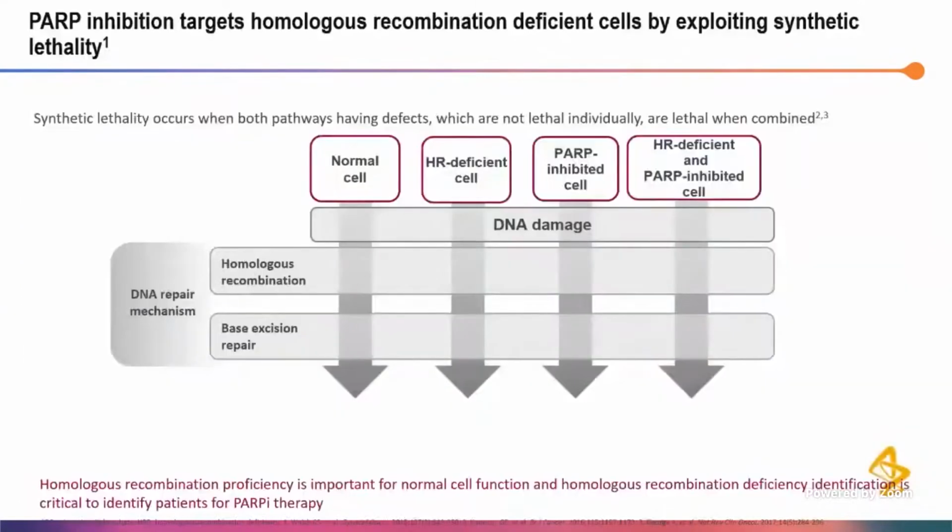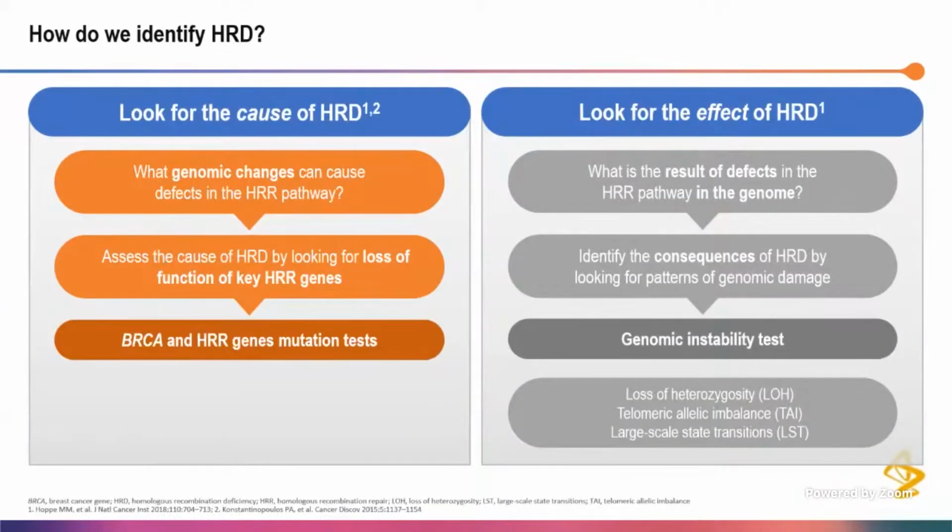However, the difficulty is in identifying the patients who will benefit from this therapy. When we are looking for the cause of HRD, we are looking for the BRCA and HRR genes. But the effect of HRD is loss of heterozygosity, telomeric allelic imbalance, and large-scale state transition. When we are able to identify these three also, then the spectrum of patients we can identify who will benefit from PARP inhibitors increases significantly.